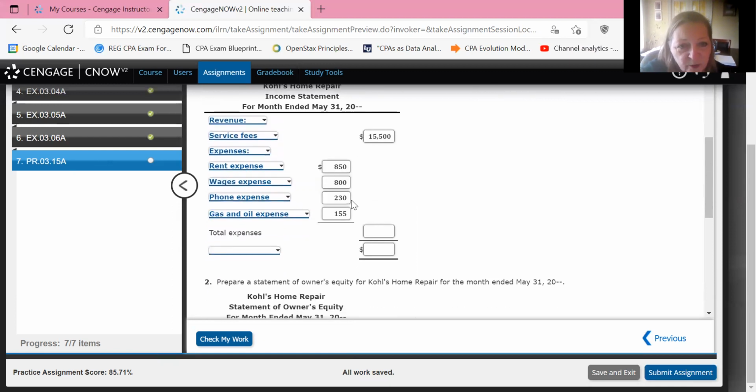Okay. So the total, they want us to give the total expense, and all we're going to do is add up those 4 expenses. And I think the total is going to be $2,035. So then we can take our total revenue minus our total expenses, and that'll bring us to a net income. If it had been that the expenses were higher than the revenue, we would have a net loss. But since the revenue is higher, we've got a net income. 15,500 minus 2,035 means our net income is 13,465.